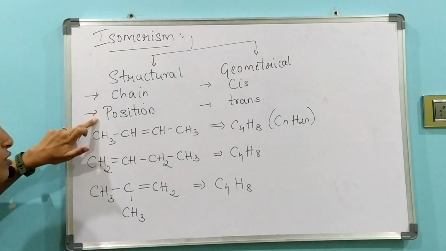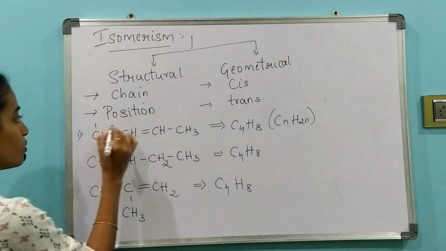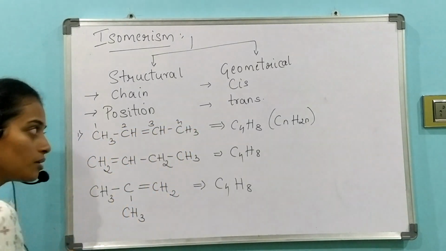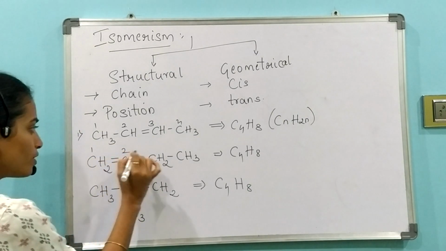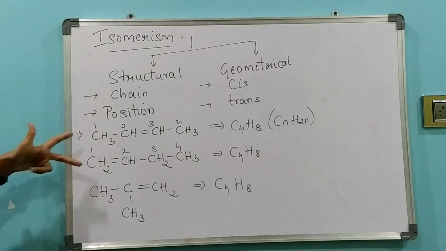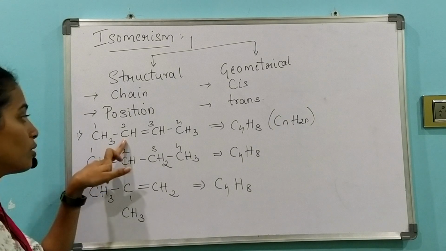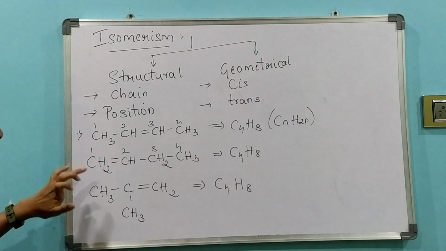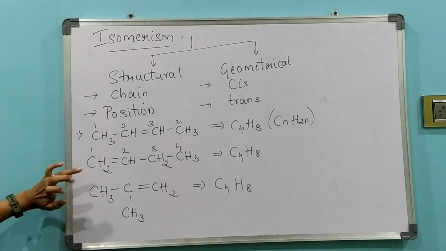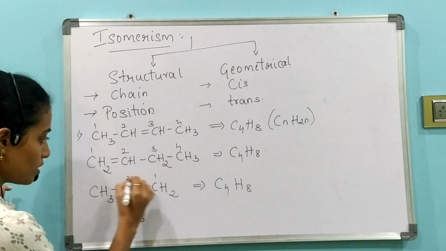And the next one is position isomers. See, where do you have the double bond? Here you have the double bond between carbon number 2 and carbon number 3, and here between carbon number 1 and carbon number 2. These two you call position isomers, where the position of the double bond is different. If you just concentrate here, again it is present between 1 and 2.